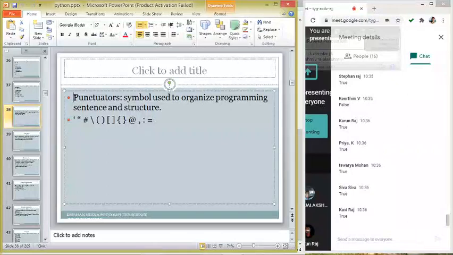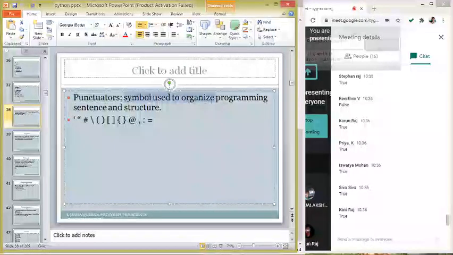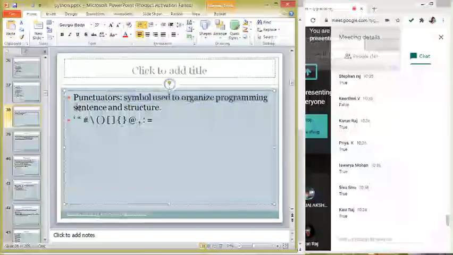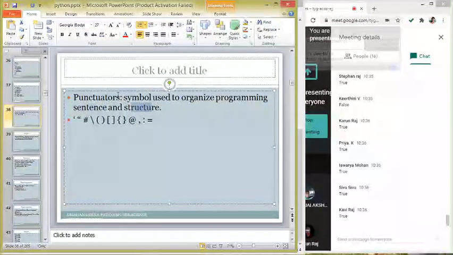Now we will learn the punctuators. The symbols used to organize programming sentences and structure are called punctuators. You have used these brackets, they are punctuators. You have used single inverted comma, double inverted comma, they are punctuators. You have used this hash symbol. What is the use of the hash symbol? Please type the answer, why we use the hash.